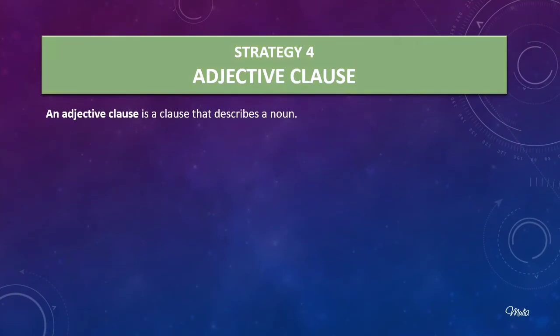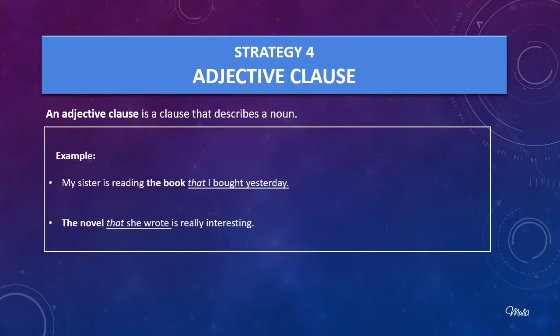The next strategy in TOEFL structure is adjective clause. An adjective clause is a clause that describes a noun. For example, my sister is reading the book that I bought yesterday. The clause that I bought yesterday is an adjective clause which describes the noun the book.